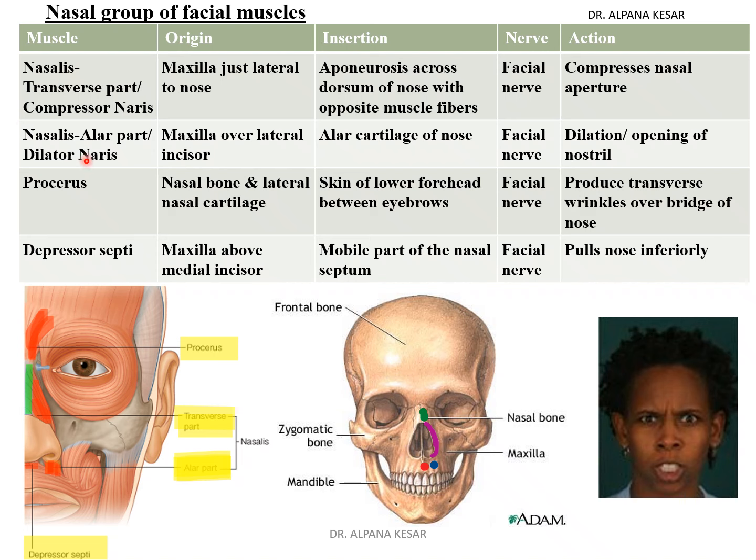The alar part of nasalis or dilator nares. This muscle is dilator nares. The origin of dilator nares is from maxilla over the lateral incisor, here marked in blue. And insertion is in the alar cartilage of the nose. Action is dilation of the nostrils.